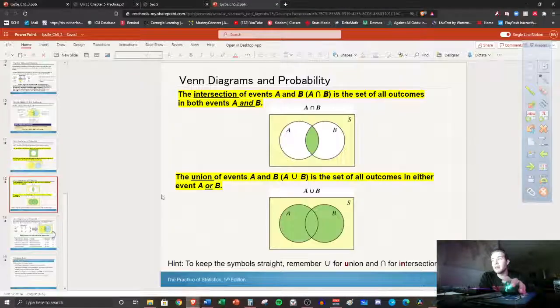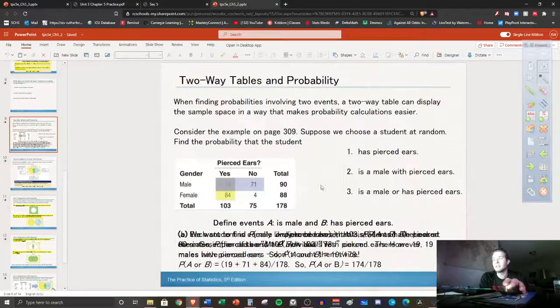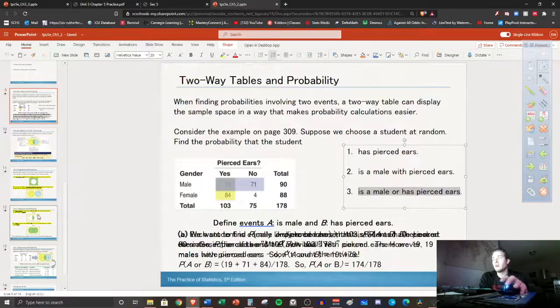We also have this other rule. This is the general addition rule for two events, the OR statement. So you add their probabilities and subtract the intersection because it double counts. And we discussed that for this example here, with how when we did the OR statement, if we just added 103 and 90, that caused it to be over 100%.